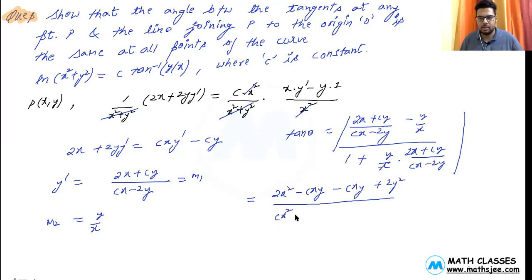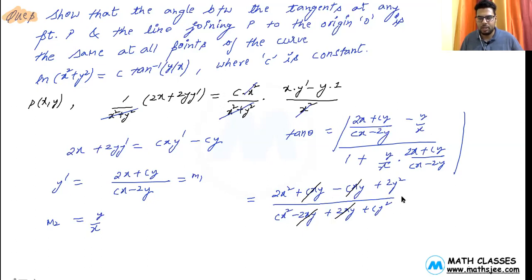cx square minus 2xy plus 2xy plus cy square. Now you can observe that you can cancel out a few terms, right? In this case, what you can do is cancel out 2xy and 2xy, right? So here we have x into x square, and this will be plus cxy. So here we can cancel these two.